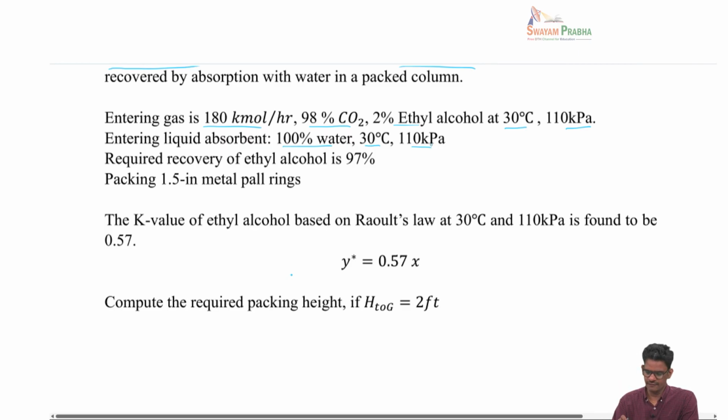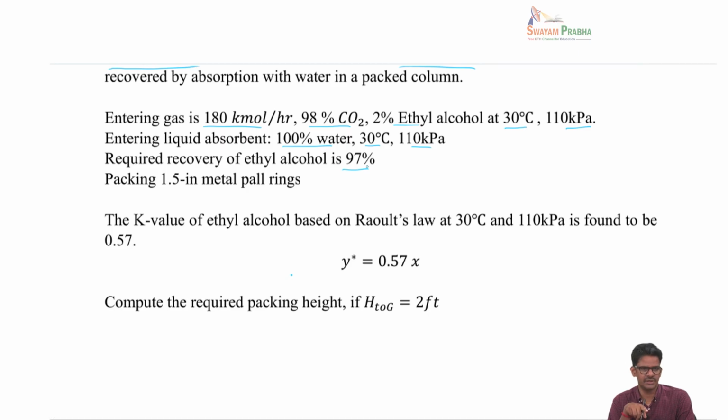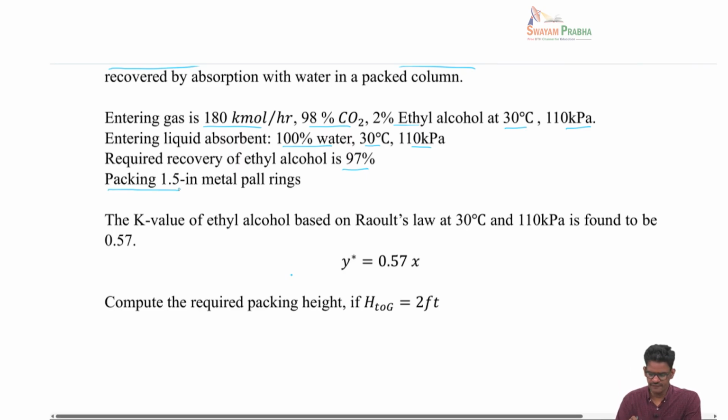The required recovery of ethanol is 97%. Okay, the inlet stream contains 2% of ethanol. In that 2%, you have to remove 97%. Okay, so that's a design specification. And the packing involves 1.5 inch metal pall rings.